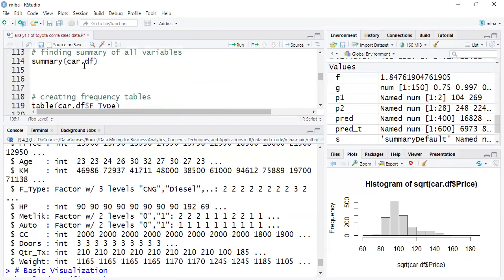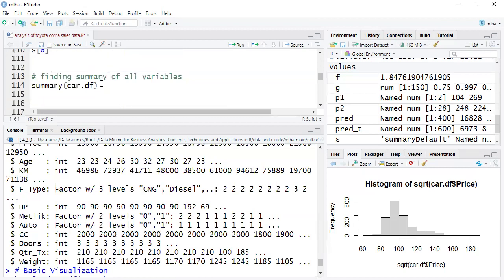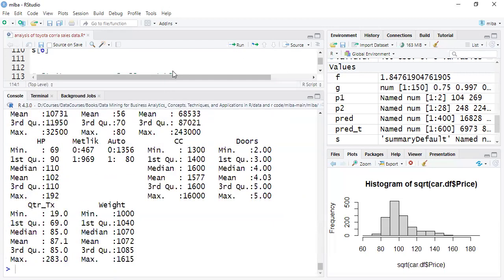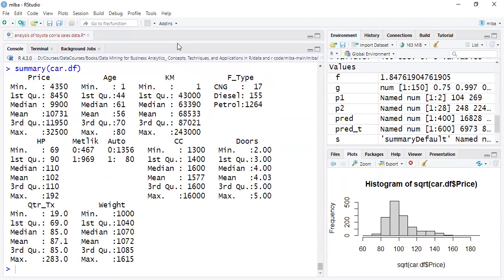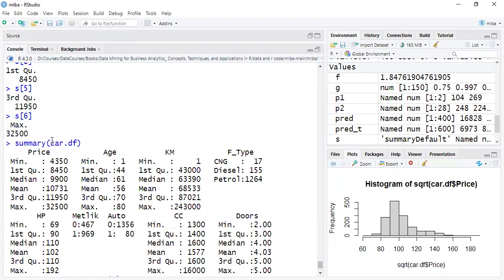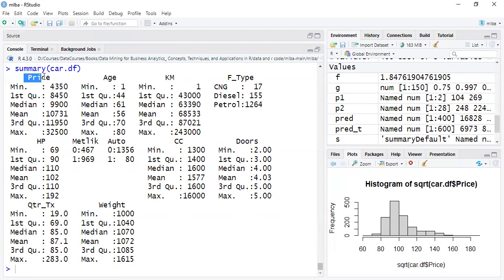Now coming to the next point, if you want to see the summary of all variables with one command, it is summary of the data frame. In summary of the data frame, the summary of all of the variables will be shown. Now you can see the output. This is the summary command which was executed right now. Price column: minimum value, maximum value, the first quartile, all of the 6 values are there. Age column, all of the 6 values are there.